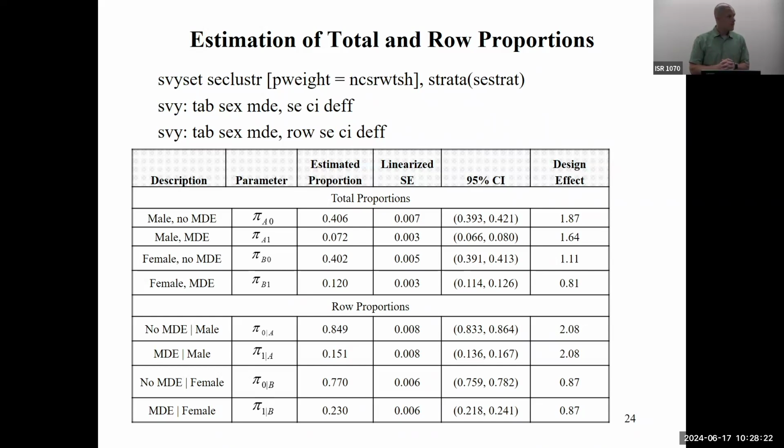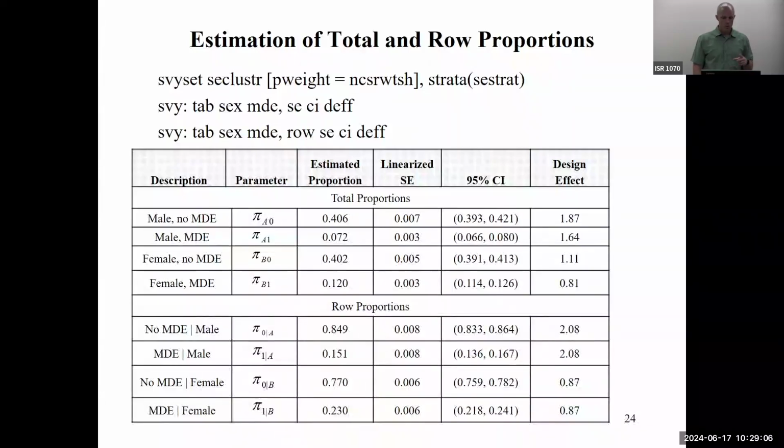The first one is the males who have had major depression divided by the total. That's saying 7.2% of the entire population is defined by males who have had a major depressive episode. Here we're saying that if you're a male, the probability of having MDE is 15.1%. Again, for the row proportions, we see the same phenomenon. For the male row proportion, that design effect is 0.87, it's less than 1. So the NCSR sample design was a win-win in that regard, in terms of the stratification being especially effective.